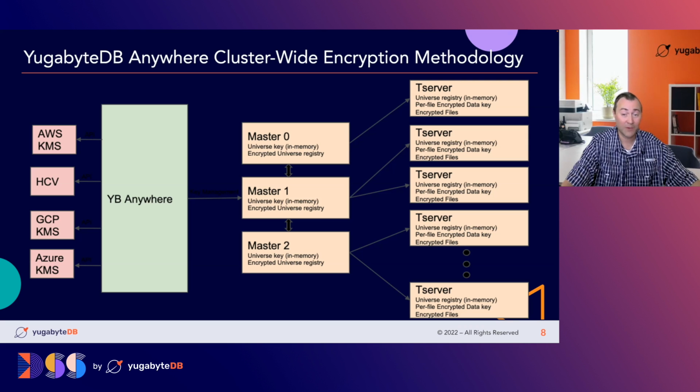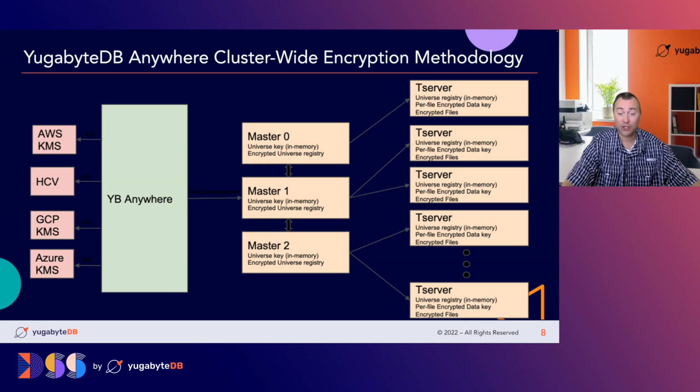at runtime. The universe key is stored in a catalog on the YB master instances as visualized in the boxes titled Master 0, 1, and 2. The catalog used to store universe keys is encrypted using the most recent universe key itself. The universe keys are protected with a master key, which is generated and stored in one of the various key vaults supported by YugabyteDB Anywhere, as represented on the left-hand side of this diagram.